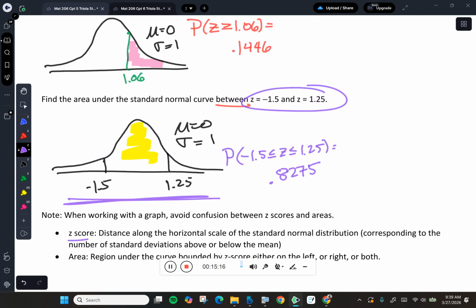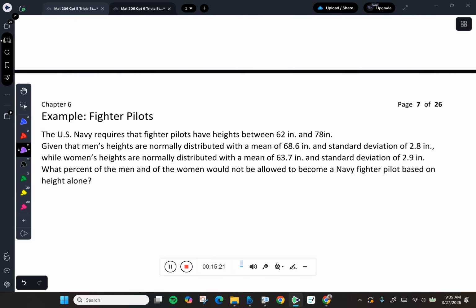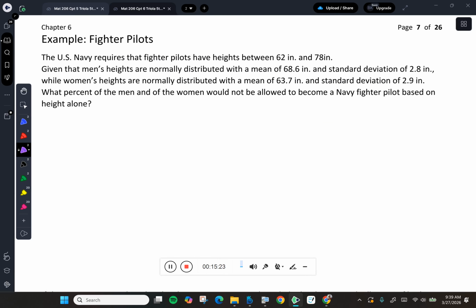Now, all of these examples are very generic. They have no meaning. So let's look at one that has some meaning and see if we can wrap our brains around it. All right, so here's our first example. The U.S. Navy requires that fighter pilots have a height between 62 and 78 inches. Can't be too short, can't be too tall. I guess maybe you wouldn't fit in the cockpit of the fighter plane. I don't know. I'm not a pilot, but okay.